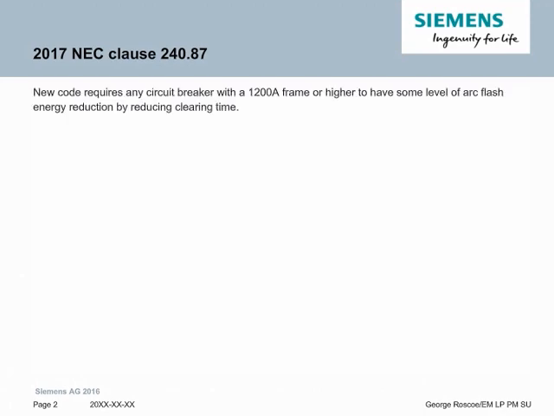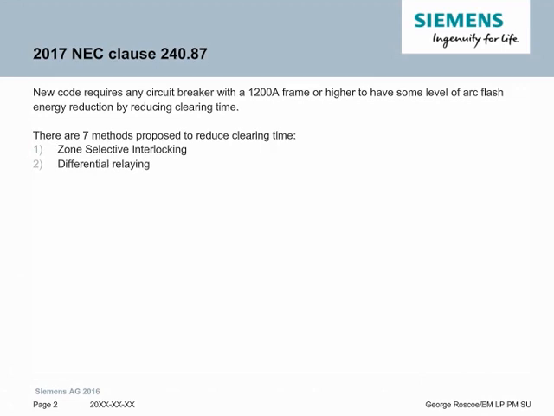One of the biggest design changes to Switchboards has come about due to the National Electric Code Clause 240.87. This new code requires any circuit breaker with a 1200 amp frame or higher to have some level of arc flash energy reduction by reducing the clearing time. There are 7 proposed methods to reduce the clearing time. The first is zone selective interlocking, which is a communication system between upstream breakers and downstream breakers that allow the breaker closest to the fault to trip first.